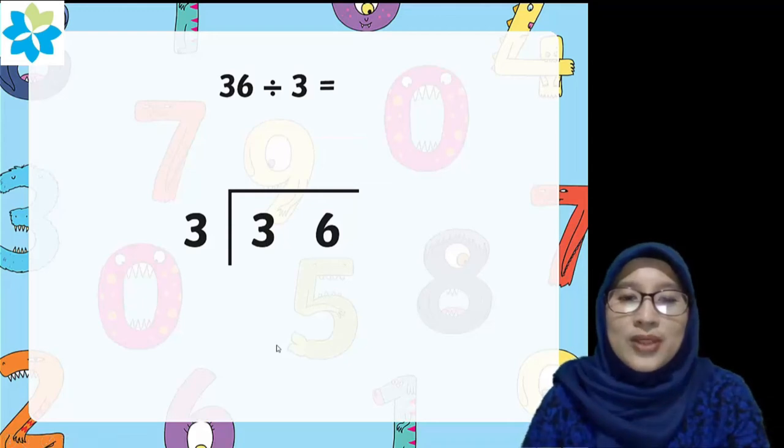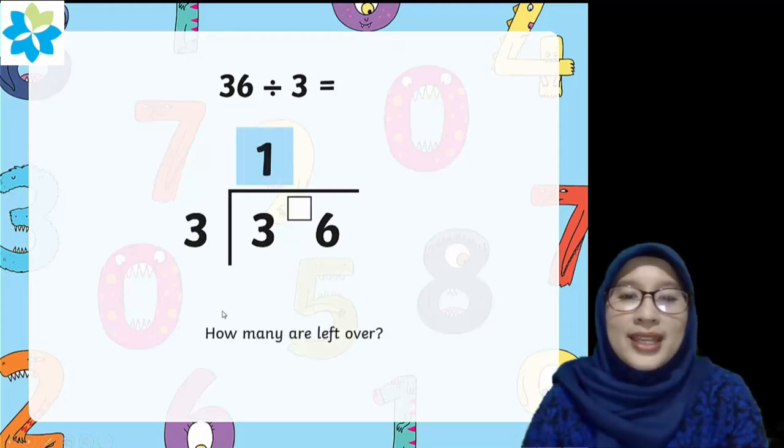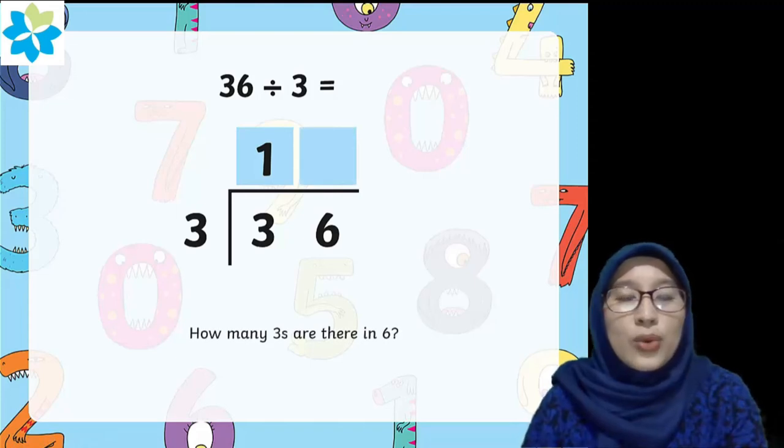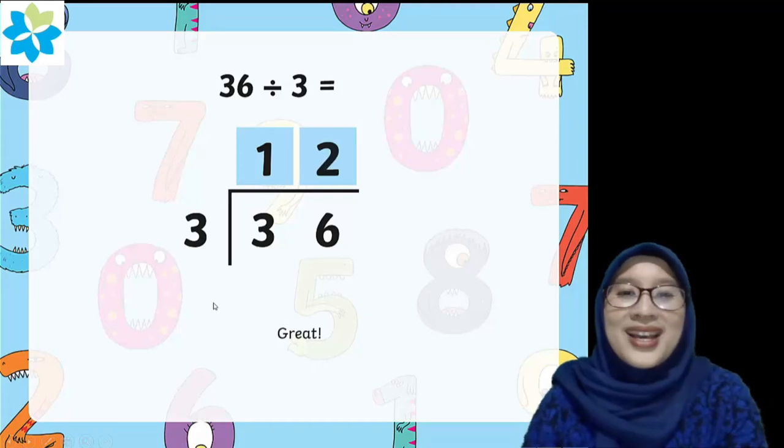And then next, what about 36 divided by 3? Let's go to the first digit. 3 divided by 3 equals 1. Okay, and then what about the rest, or how many are left over? No one. Okay, and then let's go to the next digit. 6 divided by 3 equals 2. Okay, so the result is 12.